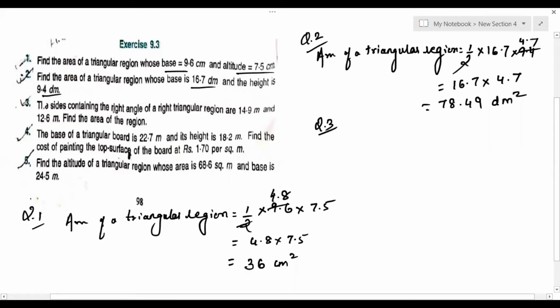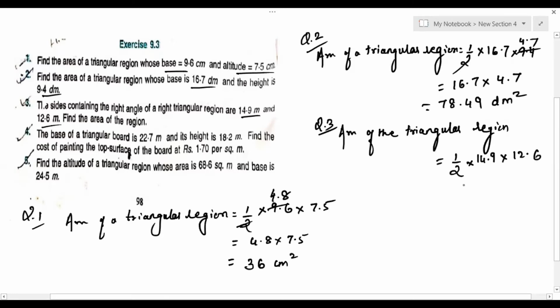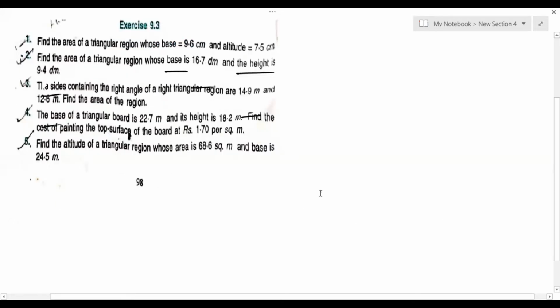Question number 3. In question number 3 also, the sides containing the right angle of a triangular region are 14.9 meter and 12.6 meter. So again, the area of the triangular region for a right angle triangle is the same. That is equal to half into base into height, both given respectively as 14.9 and 12.6. Now we know that half of 12.6 is 6.3, that is 14.9 into 6.3. When we multiply, we'll get the answer as 93.87 meters square.